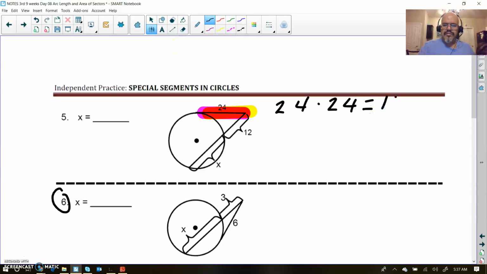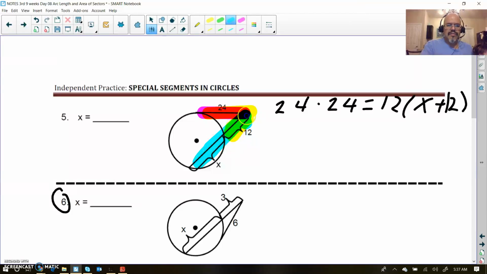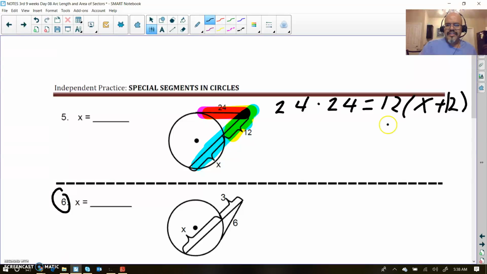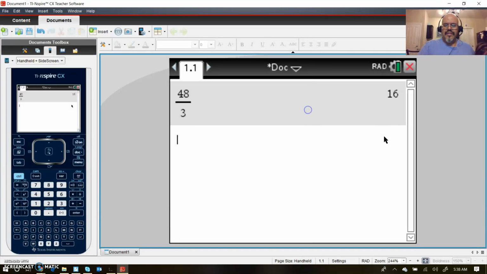That's going to be equal to 12 times x plus 12, because remember what I said. We are going to take this component right here, which is outside of the circle, times the entire length of that particular chord, or that secant. All right. So this is 12x plus 144 equal to 24 times 24, 576.